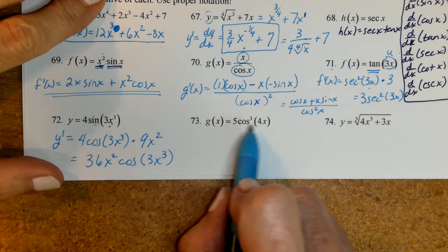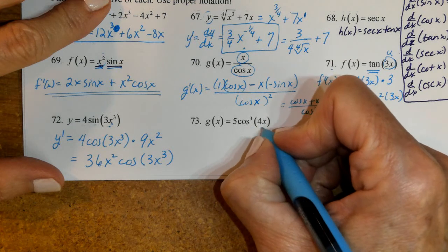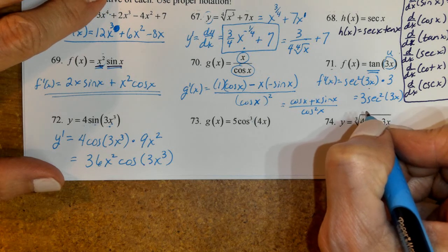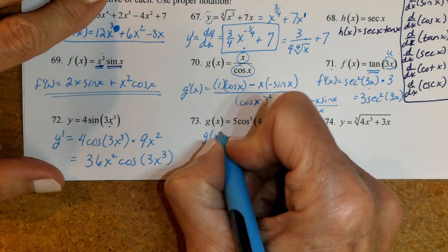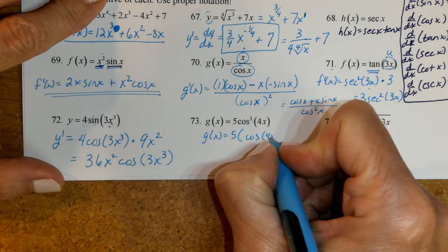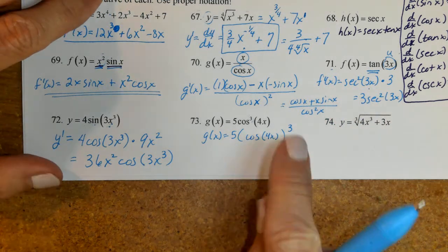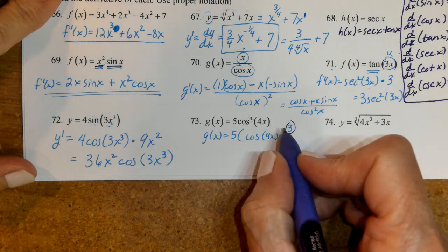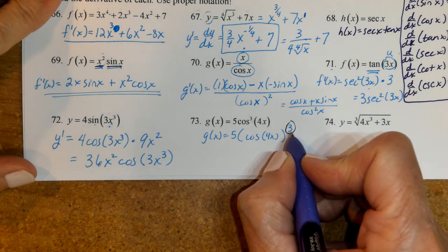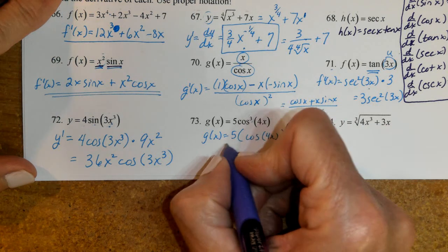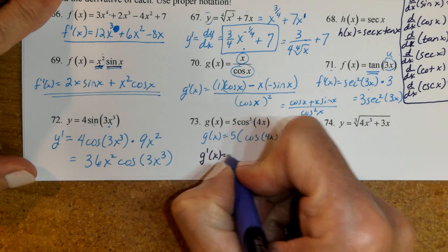Well, this is a mess because we don't just have an x here, and we have a cube on our cosine. So here's how I like to tell kids to think about this. Think about this as 5 times cosine of 4x, all cubed, which is what this means. Cosine cubed means cosine cubed. Okay, now I'm going to start off with the power rule. This is just the power rule. So 3 times our coefficient, so g prime will be 15.